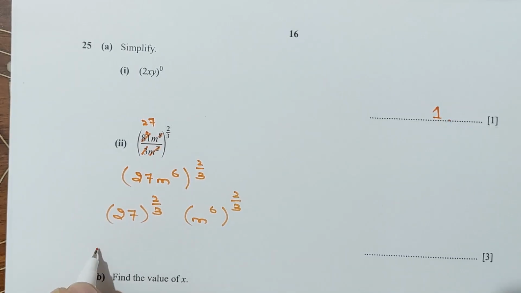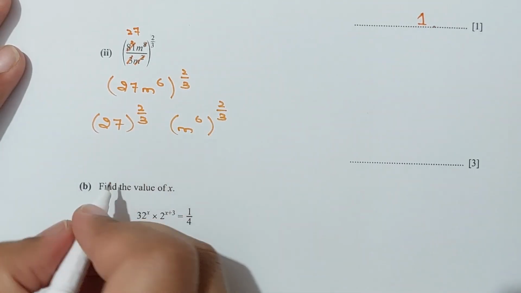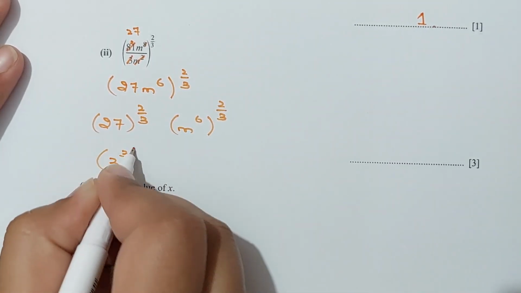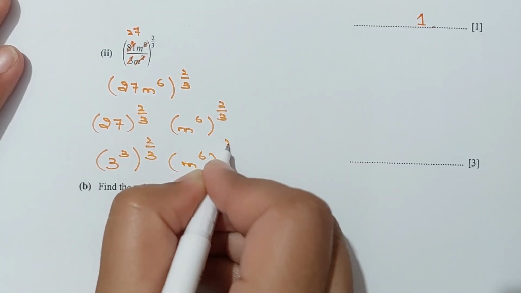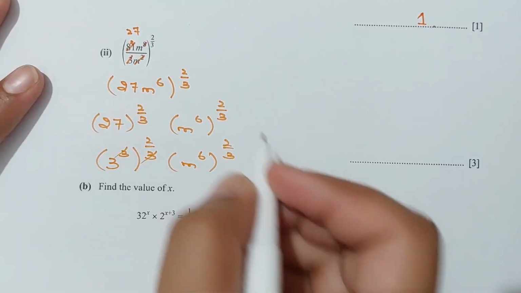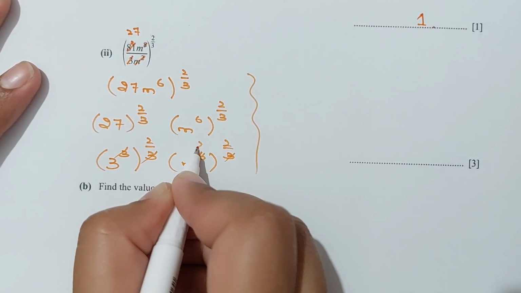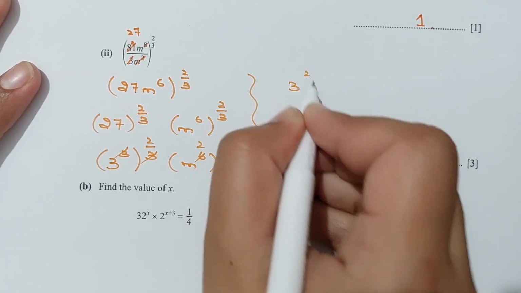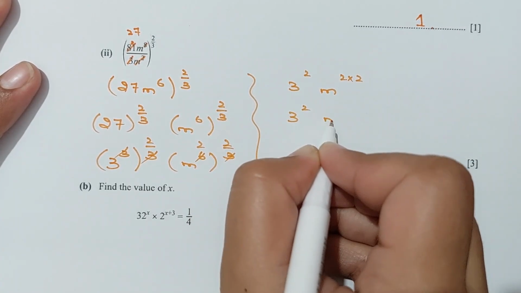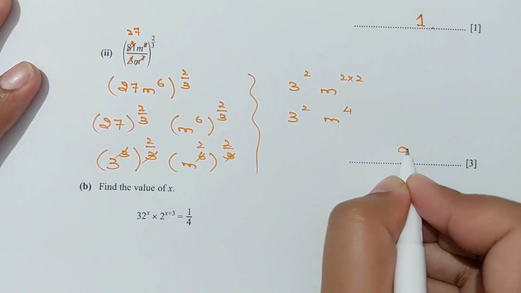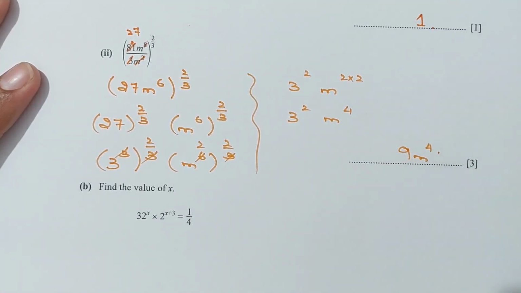27 is a cube of 3, we all know. 3 cube is 27, so it is 2 by 3 as well for m to the power 6. So this 3 and 3 is cancelled out, and this 3 and 6 cancel to give 2. 3 to the power 2 and m to the power 2 times 2. So 3 square and m to the power 4. 3 square is 9, so 9m to the power 4 is the simplified answer.